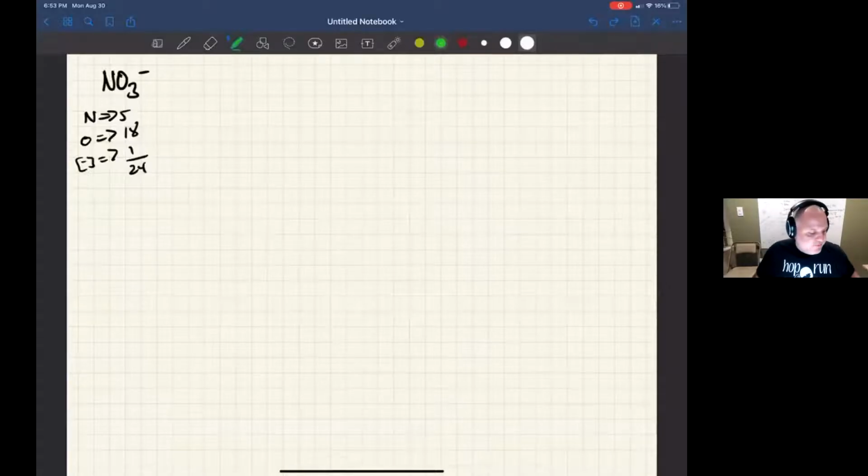Okay, this problem asks you to draw the resonance structures and the resonance hybrid for both nitrate and sulfate. Now, a resonance structure is when you have two equivalent Lewis structures that differ only by the application of a double bond, where that double bond is located.